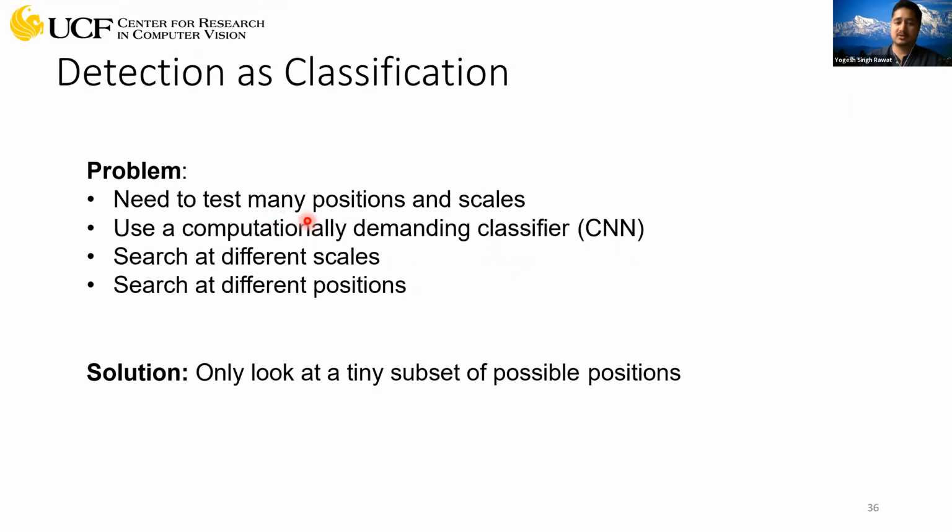So these are some of the issues, and I think we have already covered some of them. For sliding window, we already know we have to test many positions and different scales. That issue still remains, and it's very demanding for a CNN to extract features from all these positions at different scales. We'll have to search at different scales and at different positions.